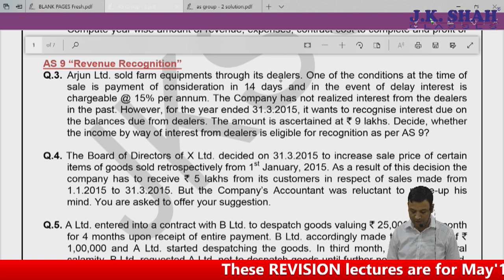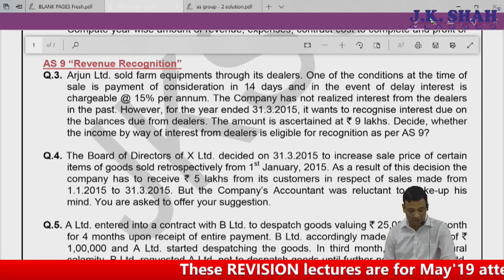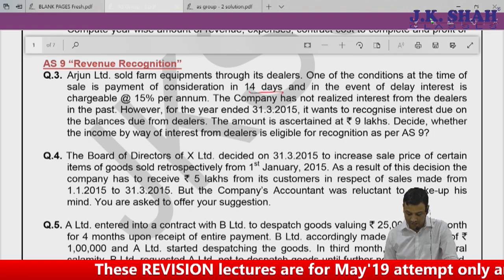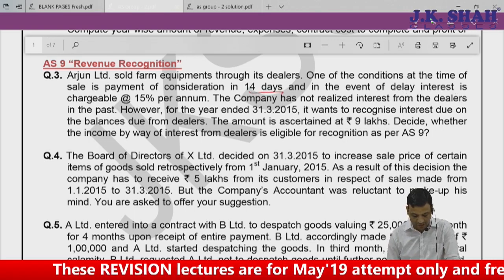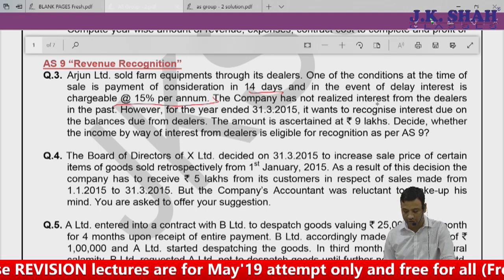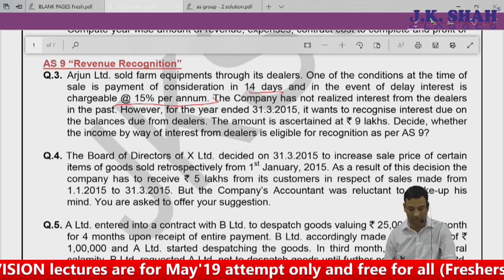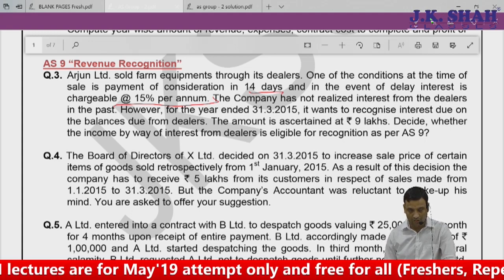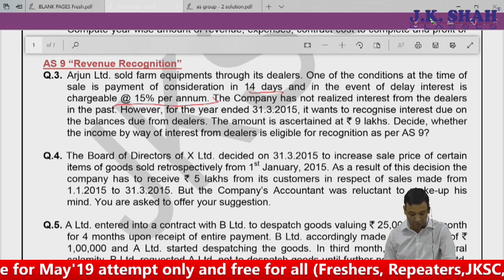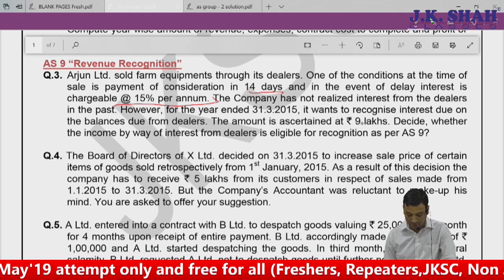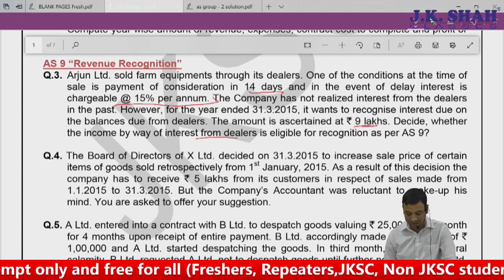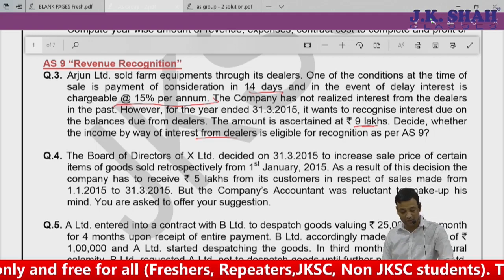Arjun sold farm equipments through its dealers. One of the conditions at the time of sale is payment of consideration in 14 days. And in an event of delay, the interest is charged at 15% per annum. The company has not realized interest from the dealers in the past. However, for the year ended on 31st March 15, it wants to recognize interest due on the balance due from dealers. The amount ascertained is 9 lakhs. Decide whether income by way of interest from dealers is eligible for recognition as per AS 9.